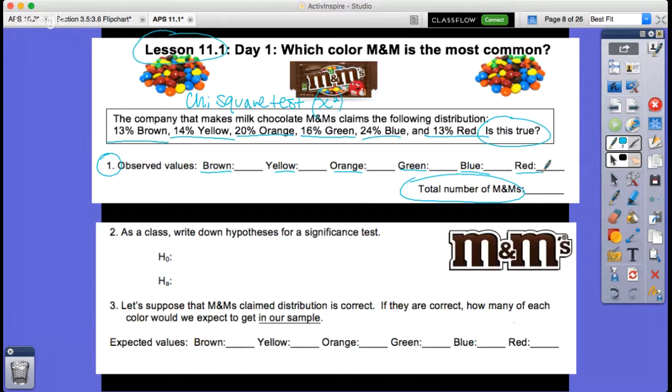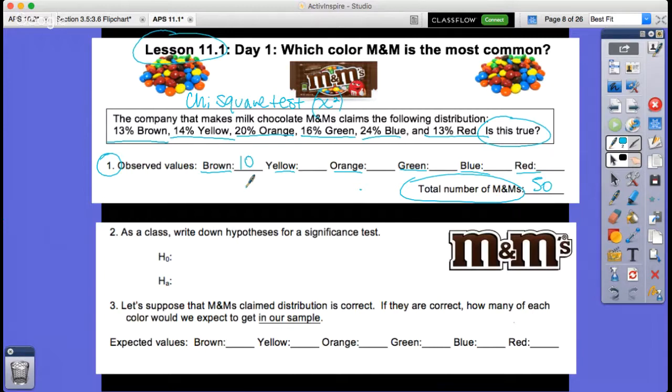Okay, you're back now, and hopefully you have the total number of M&Ms. For an easy answer, let's say we've got 50, and you're going to total each color. I'm just going to focus on the brown section: 10 out of 50 were brown. Now, as a class, we need to write down the hypotheses for our significance test, even though we're doing this individually.